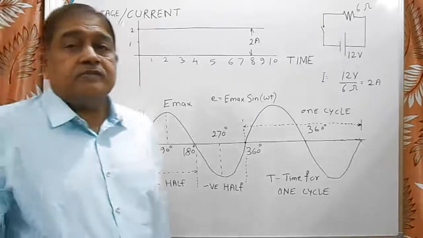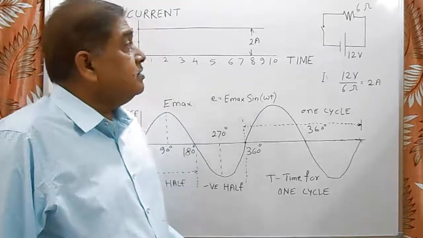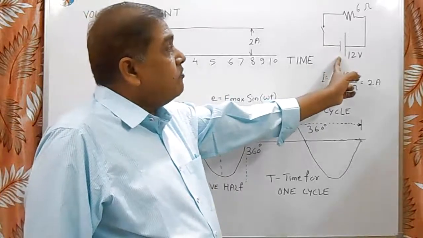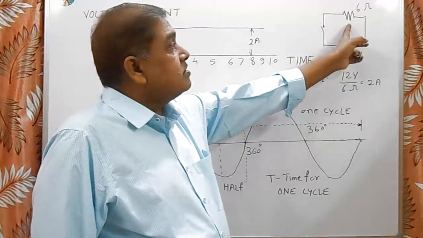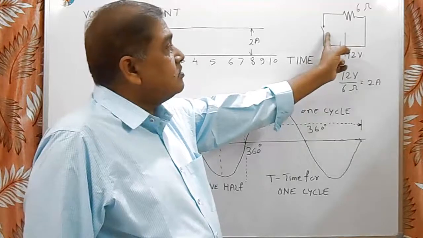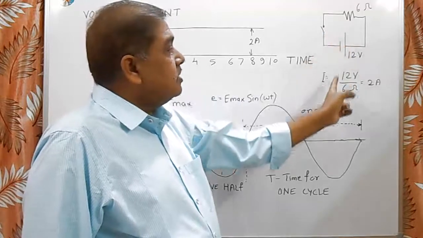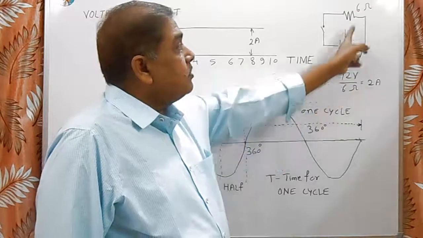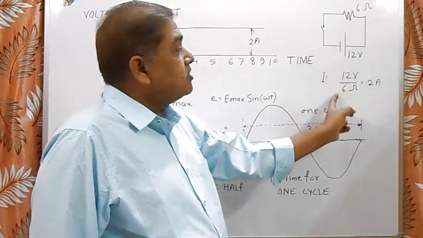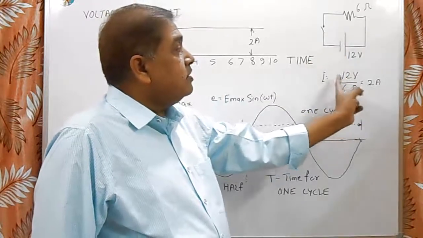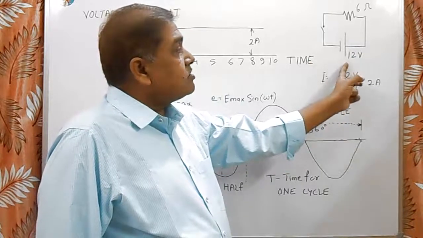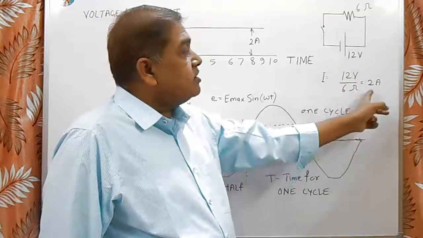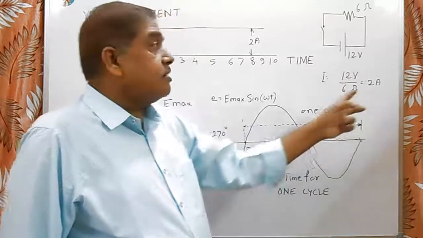Dear friends, in this circuit, this is a cell of 12 volt. This is a resistance. If we switch on this button, then current I is equal to 12 volt upon 6 ohm, which is equal to 2 ampere. Here 12 volt is constant voltage, 6 ohm resistance is also constant and 2 ampere current is constant.